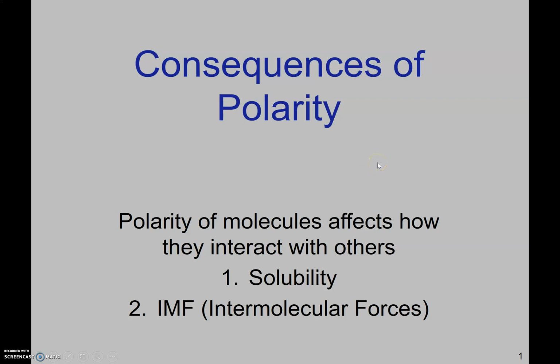So today we're going to talk about the consequences of polarity, and how the polarities of molecules affect how they behave or interact with themselves and other molecules. We're going to talk about two things that polarity affects. One is solubility, which is the ability to dissolve. If you don't know what solubility is, I would write that. And then the second one, which some of you are very familiar with, is intermolecular forces, which is abbreviated IMF.